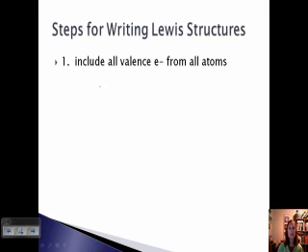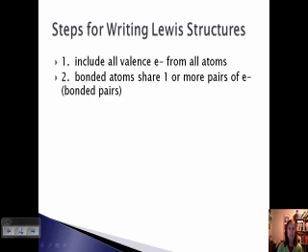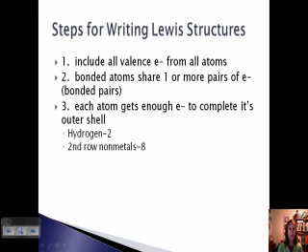So let's look at the steps for writing Lewis structures. First, we want to include all valence electrons from all atoms involved in the compound. Bonded atoms are going to share 1 or more pairs of electrons. Because they have to be bonded in some way, it at least requires 1 pair. That would be 2 electrons. Each atom needs enough electrons to complete its outer shell. Remember, it wants to have that noble gas electron configuration.